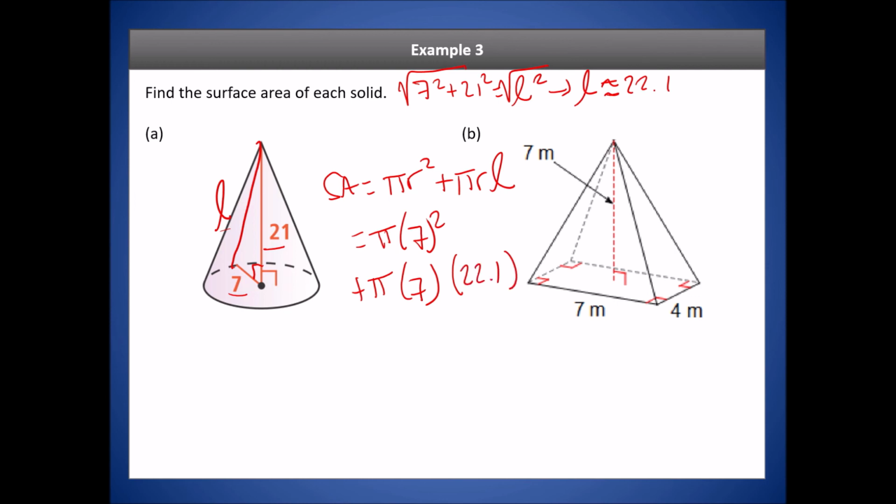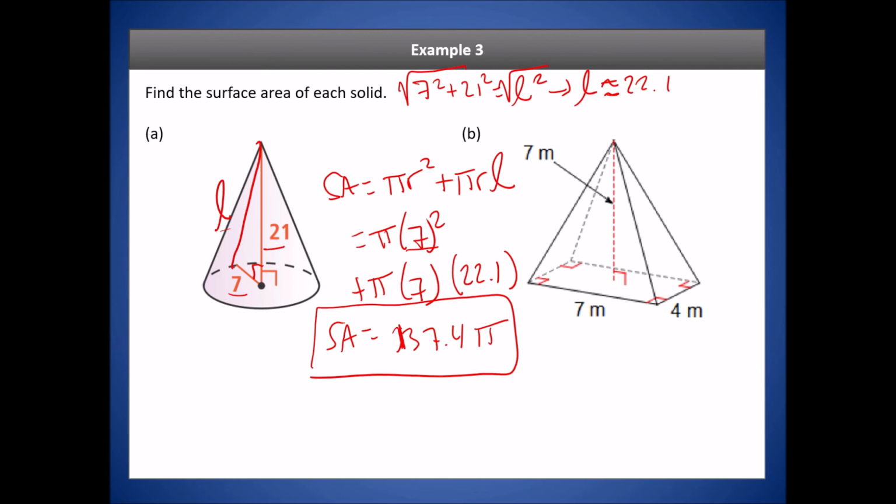We can plug it in there and get the surface area for the cone. So we got surface area is 49, so 7 squared is 49, so we got 49 times pi, and then we got 7 times 22.1, which is 88.4. 88.4 plus 49 is 137.4. So it's 137.4 pi. And of course, you can get it as a full-on decimal by replacing pi with 3.14 to get the actual surface area.